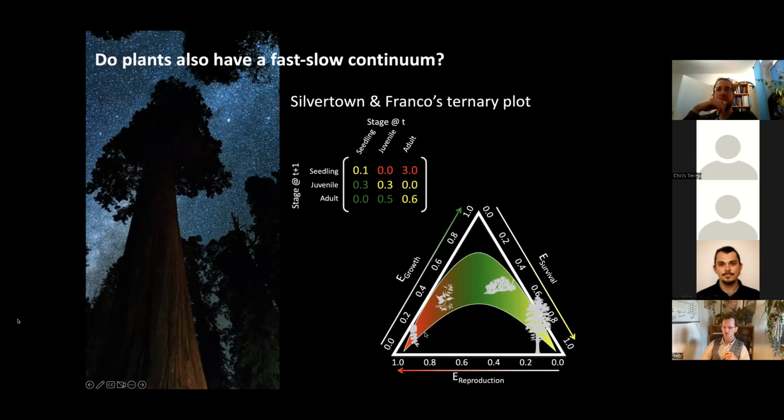Yuri, can I ask you, can you see my cursor moving, my mouse moving? Yes, it's perfectly visible. Fantastic, thank you.